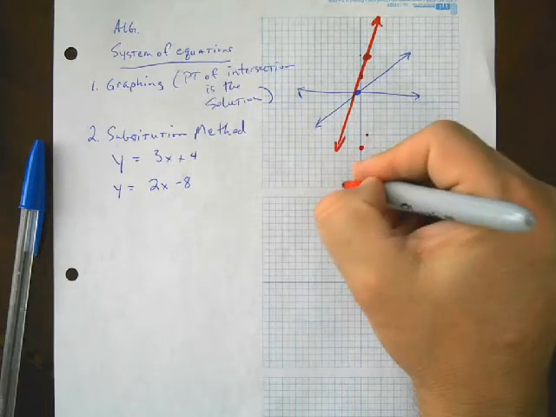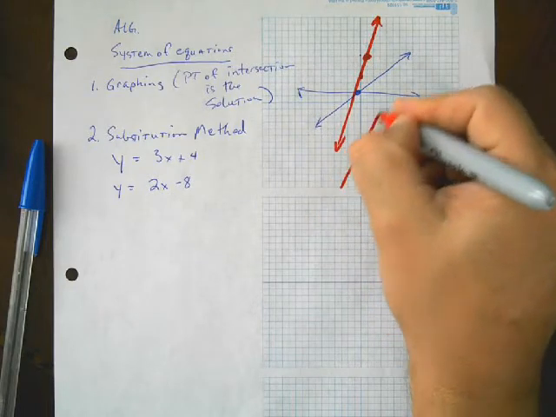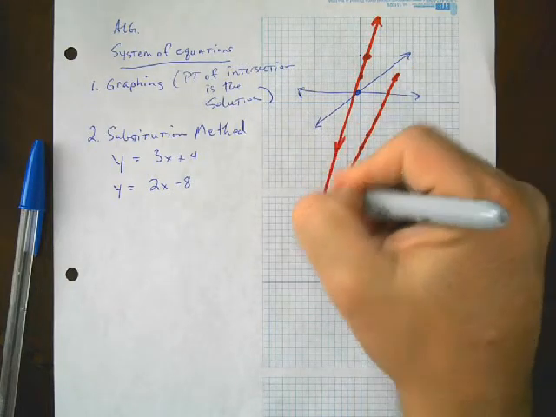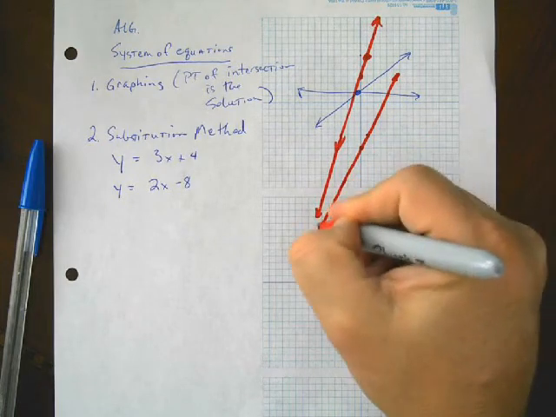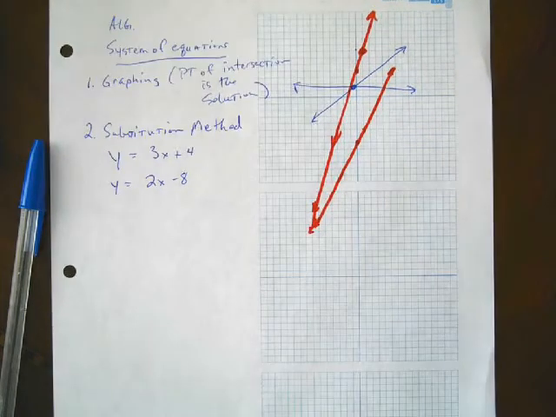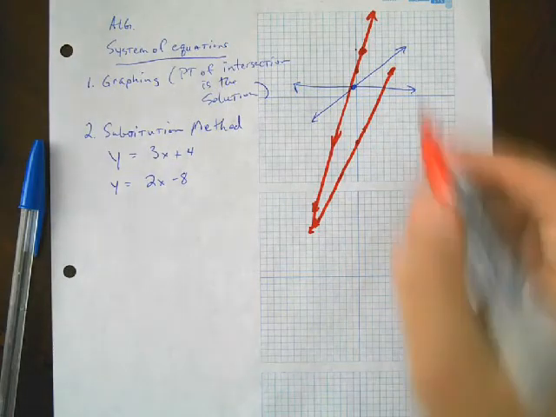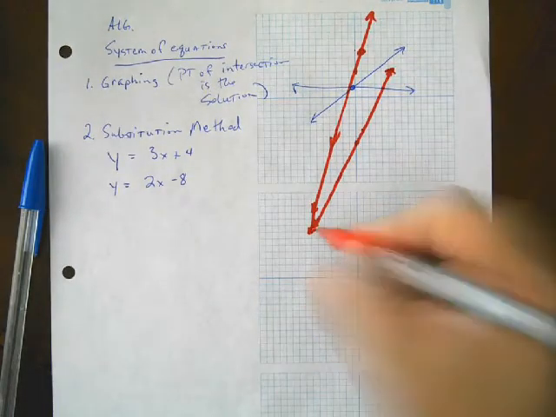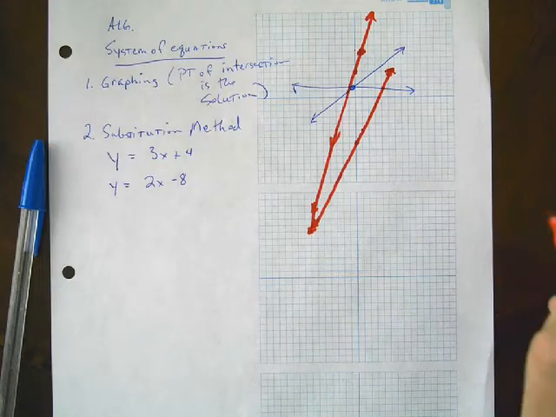Right there. So this point of intersection looks like it's going to be way down here somewhere if I would continue it on. I'm not quite sure where that point of intersection is, but it's going to be way down there somewhere. That gives you an idea.